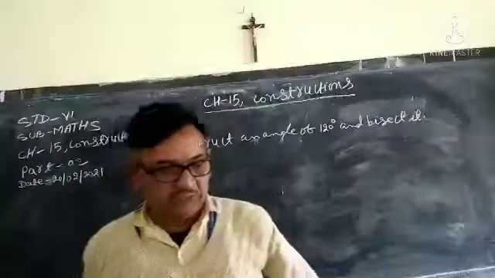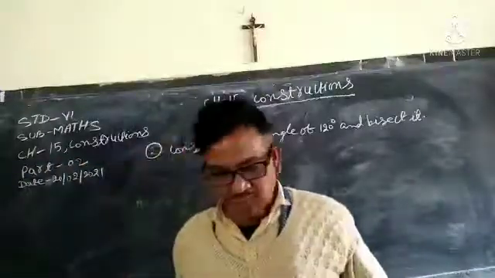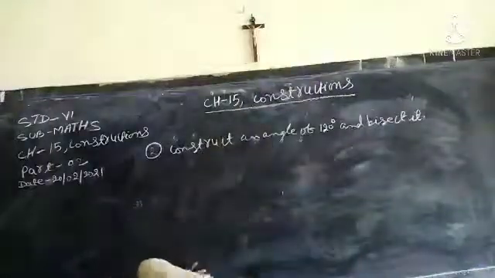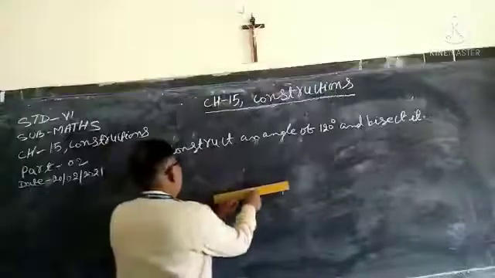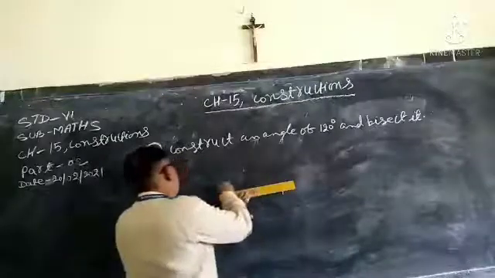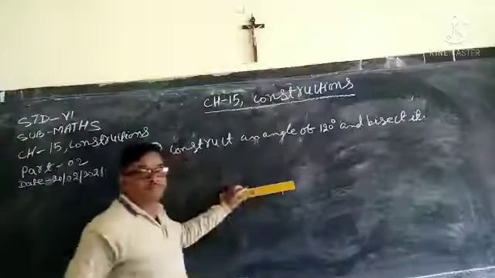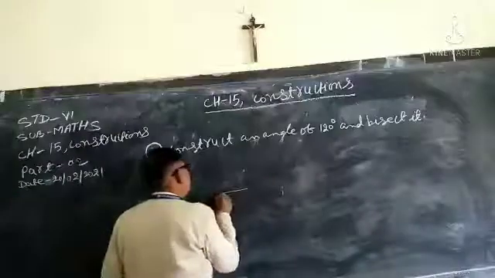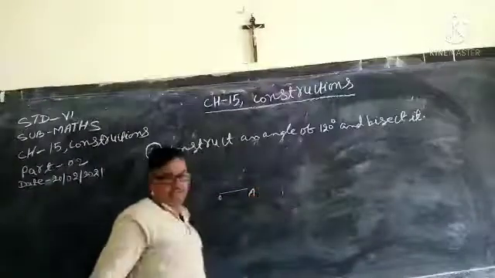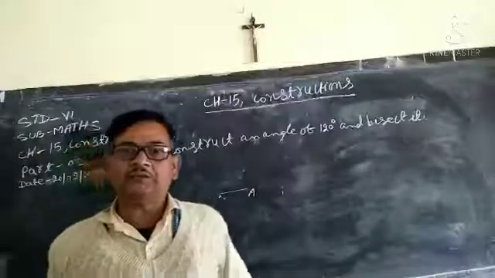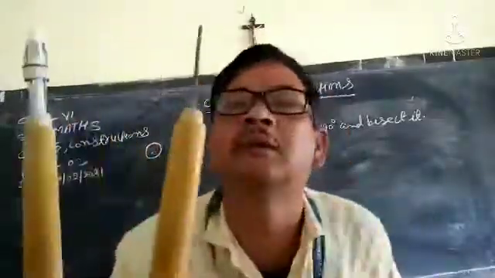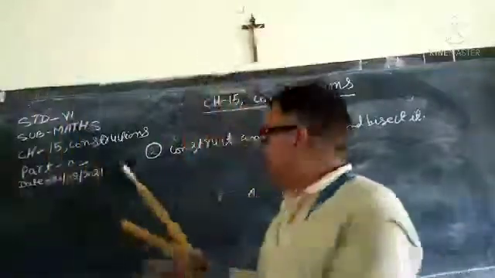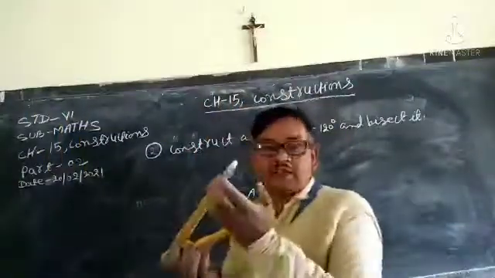So now my dear student, what will you do? First you take a scale. Any length you take. Draw one line. Here you can write O and A. Now with the help of the compass, you make the angle. That is the first step.